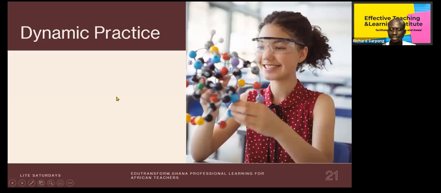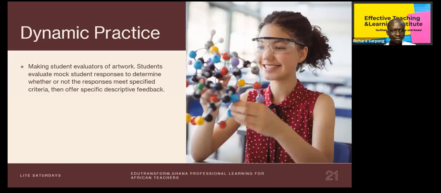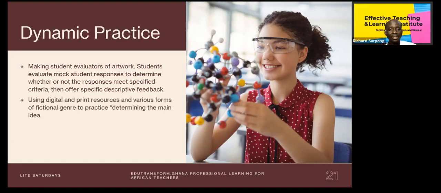So a typical example of this could be that an art teacher, instead of asking students to produce artwork, the students can become evaluators of artworks that have been produced by students and provide descriptive feedback to their colleagues using the clear success criteria in evaluating the works. Again, with determining the main idea, a teacher can use both digital and print materials for students to practice the skill of determining the main idea for a given text.